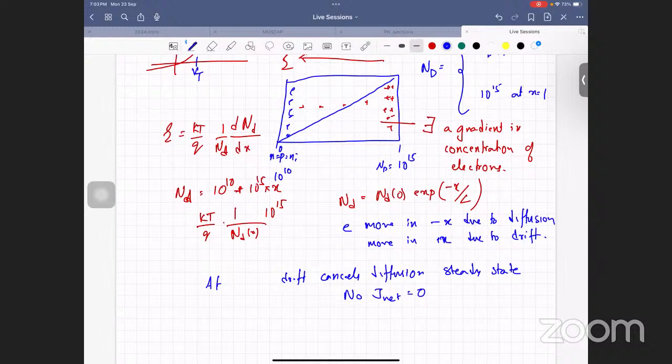Net current equal to 0. Okay? Is that fine, Jit? Yes, sir. So only for some time it will flow initially. At time t equal to 0, you have created this concentration gradient or a doping gradient, and then for some time it will flow. After that it will stop.